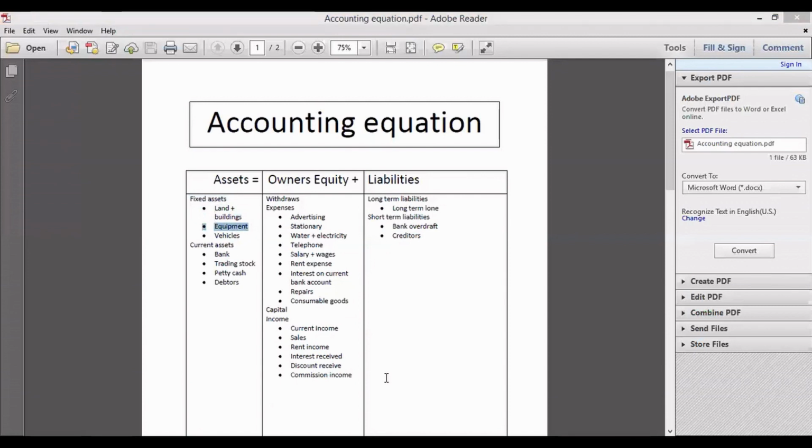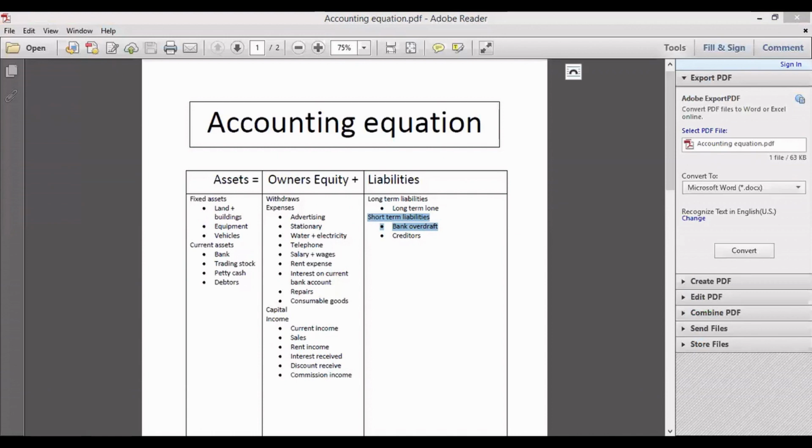The next one, I put there in brackets, it's a positive bank balance. It's a positive balance, so it's something that's an asset for you. Now the opposite of a positive bank balance is a negative bank balance or a bank overdraft. That counts as a liability in the short term, as you can see right over there. So it's a liability.